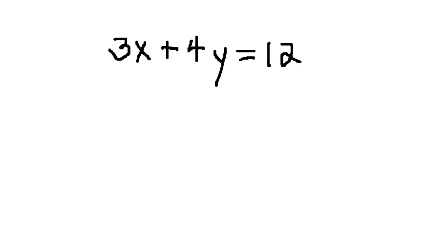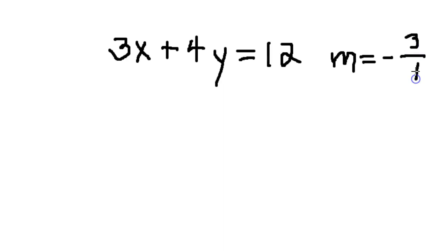So far in this series, we've considered linear equations written in standard form. Here we have the example that we've been using all along, 3x plus 4y equals 12. And in our first video, we were able to determine just by looking at it that the slope of this line had to be negative 3/4.